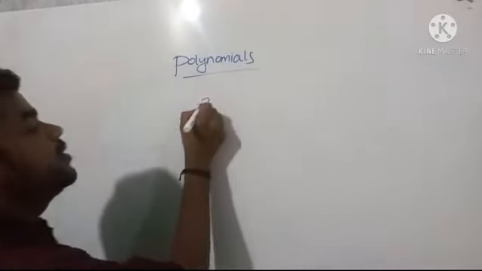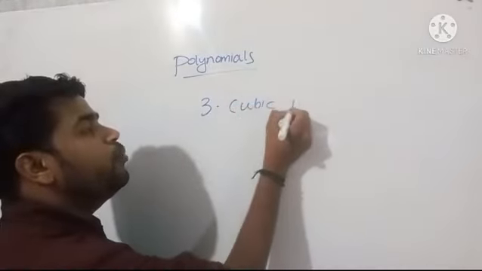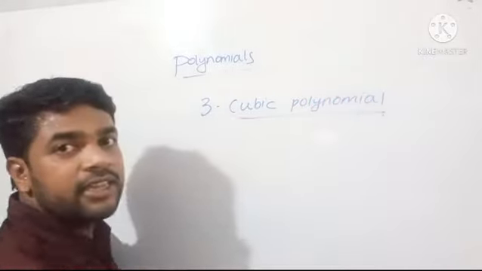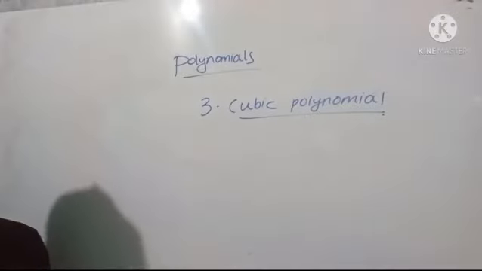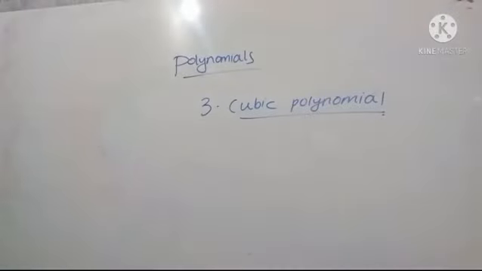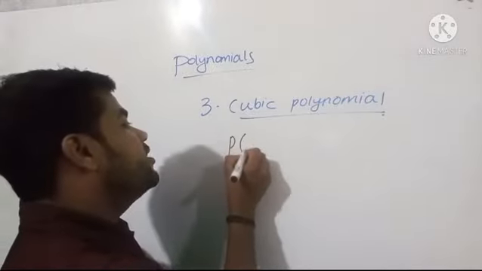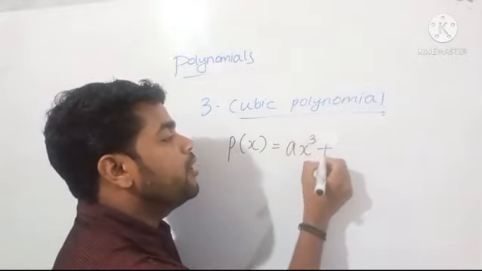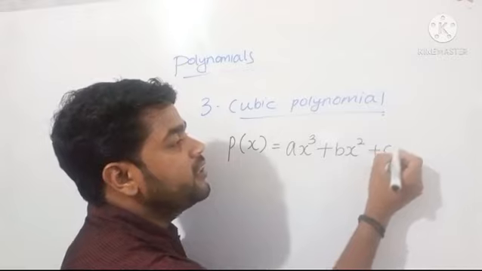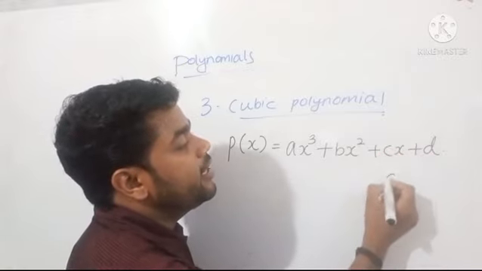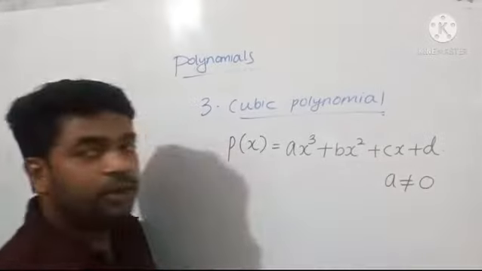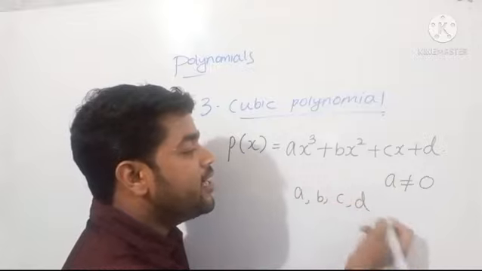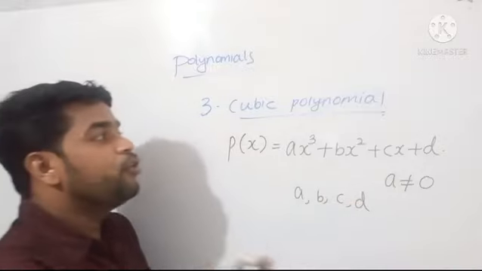Then the next one is cubic polynomial. From the word itself, cube. A polynomial having degree 3 is called a cubic polynomial. Let's see the standard form of a cubic polynomial. p of x is equal to ax cube plus bx square plus cx plus d. The condition is a not equal to 0. That means the coefficient of x cube cannot be 0, and a, b, c and d are any real numbers.